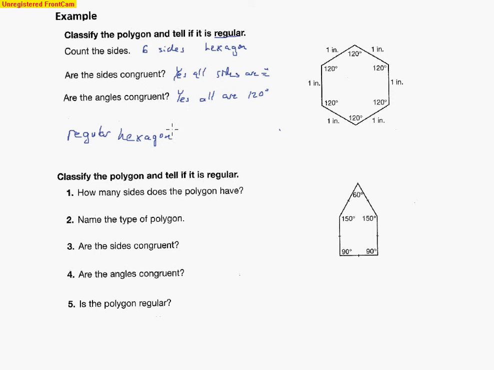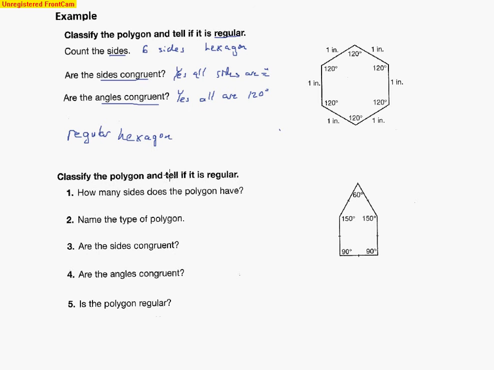And so that's what you're looking for. First of all, you need to find the number of sides, and then you see if the sides are congruent and the angles congruent. If this is the case, then it's a regular hexagon. Or in this case, a hexagon because it's 6 sides. So let's take a look at another example.